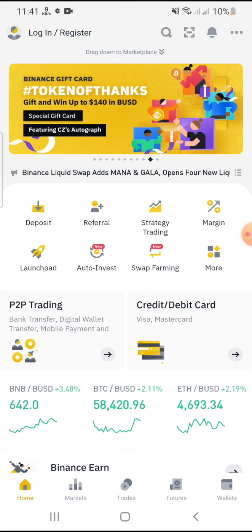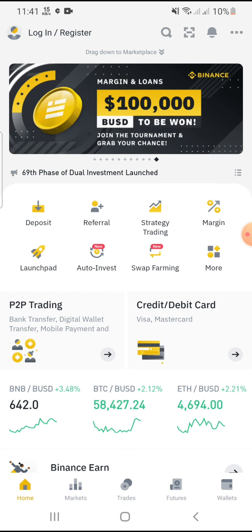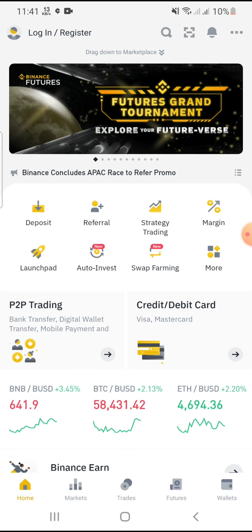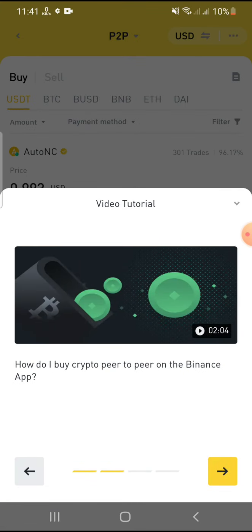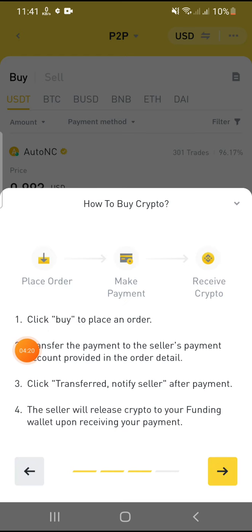Debit card, credit card, P2P, no fee. P2P trading, no fee. Click buy to place an order. Transfer the payment to the seller's payment account shown in the order details. Click transfer, notify seller after payment. The seller will release crypto to your funding wallet after receiving your payment.